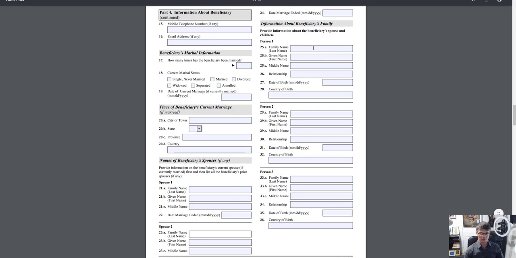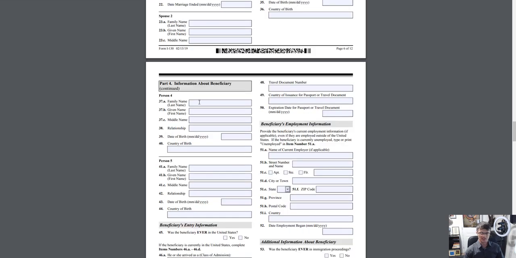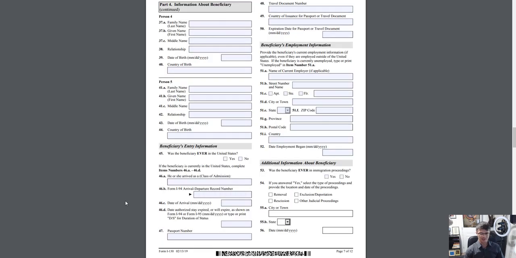Telephone number, email address, marital information, place of beneficiary's current marriage, names of beneficiary's spouses, same thing. Information about beneficiary's family, so mother, father, kids, right? Information about your beneficiary continues, person 5, so all the children, all the parents. Beneficiary's entry information. Was the beneficiary ever in the United States? Yes, no. For example, no.